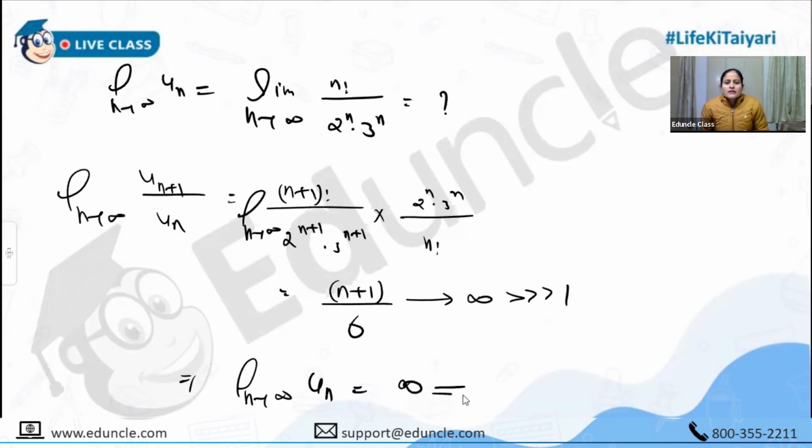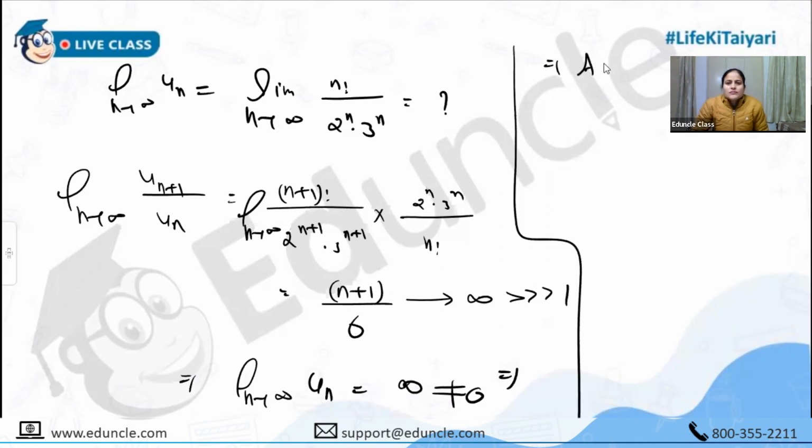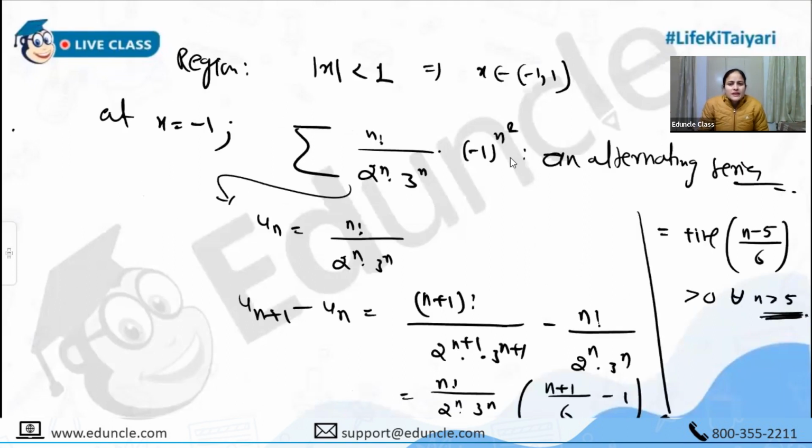Infinity. So as the nth term limit is not equal to 0, this implies my alternating series is not convergent. Not convergent, it will be oscillating. If an alternating series is not convergent, it will be oscillating. So at -1 my series is not convergent. If a series is not convergent, then it cannot converge absolutely. If the series is not convergent at all, it will definitely not be absolutely convergent. Right? Okay.